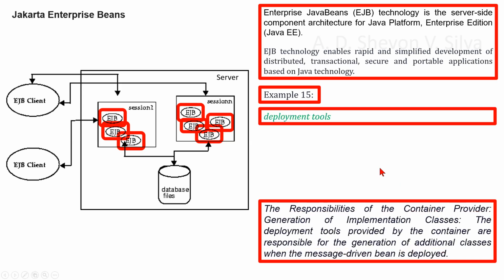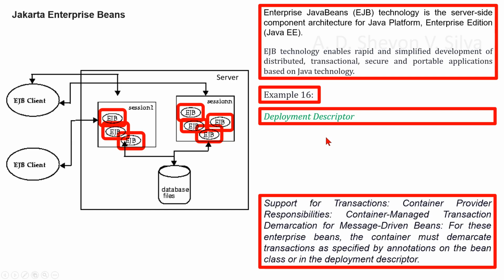Now we are considering generation of implementation classes in the responsibilities of the container provider. The deployment tools provided by the container are responsible for generation of additional classes when the message-driven bean is deployed. The tools obtain the information that they need for generation of additional classes by introspecting the classes and interfaces provided by the enterprise bean provider and by examining the message-driven bean's deployment descriptor. The deployment tool may generate a class that mixes some container-specific code with the message-driven bean class. This code may, for example, help the container to manage bean instances at runtime. Subclassing, delegation, and code generation can be used by the tools.